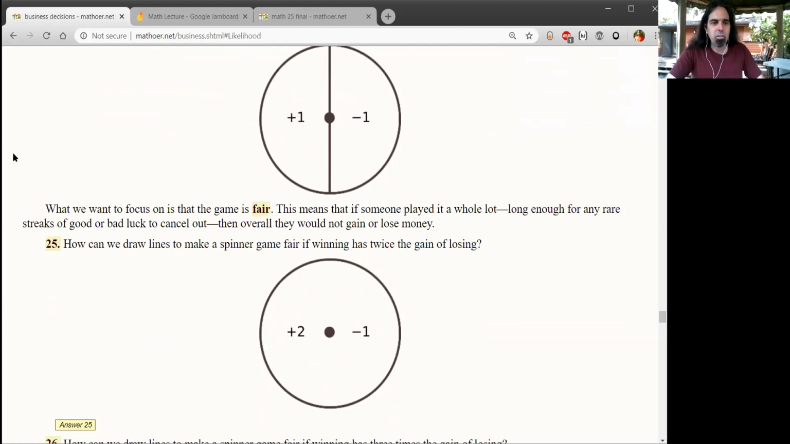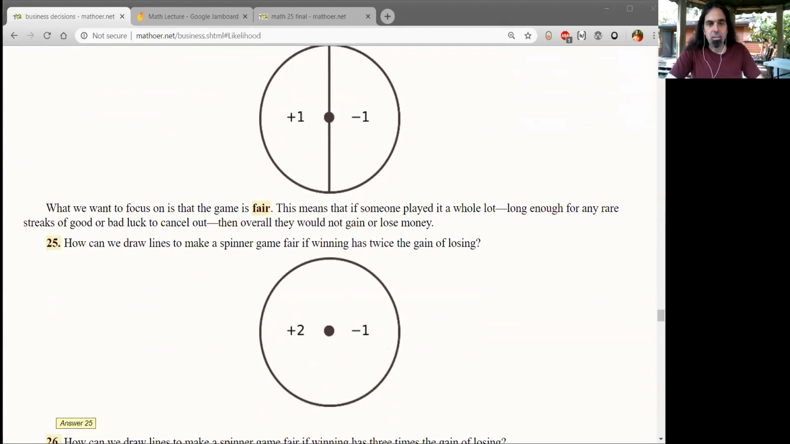So your first challenge is what happens if the numbers aren't the same?